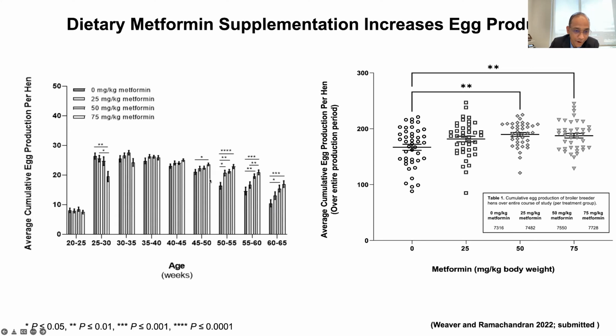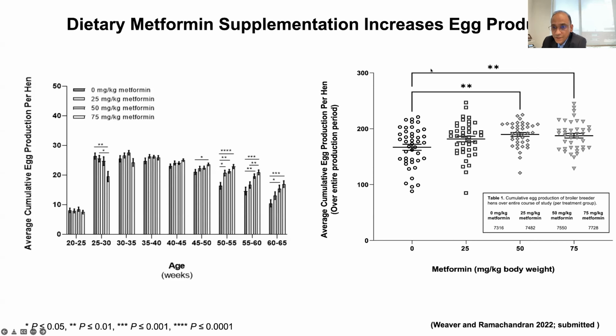But if you look from 45 weeks onwards, the control group started declining while the metformin-treated animals had consistent egg production over a period of time, even at 65 weeks of age. And if you stratify this at different body weight, different metformin levels, let me move my screen. Yes. So you can see a much tighter egg production figure right here.